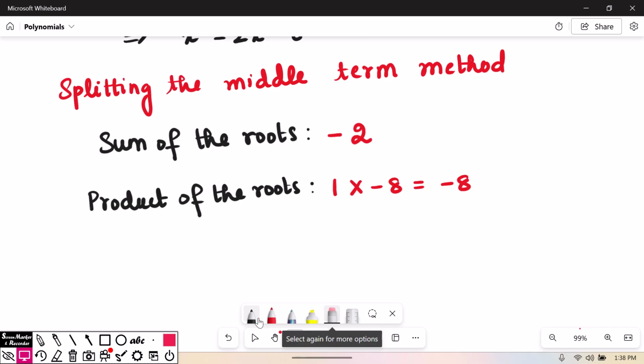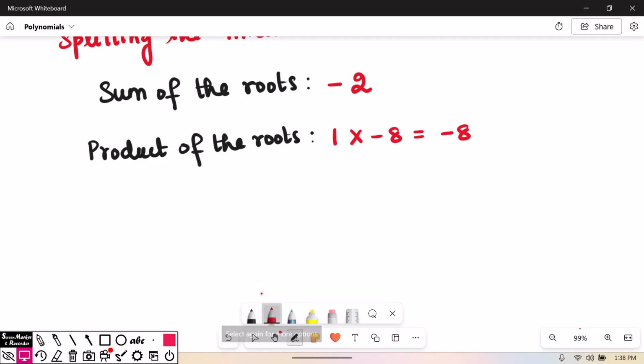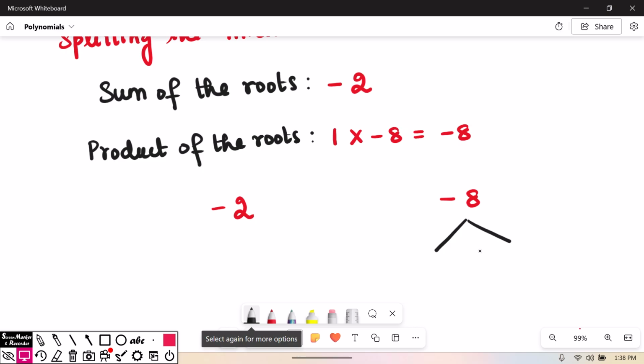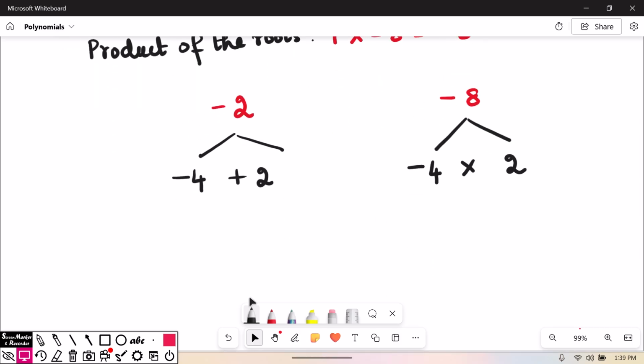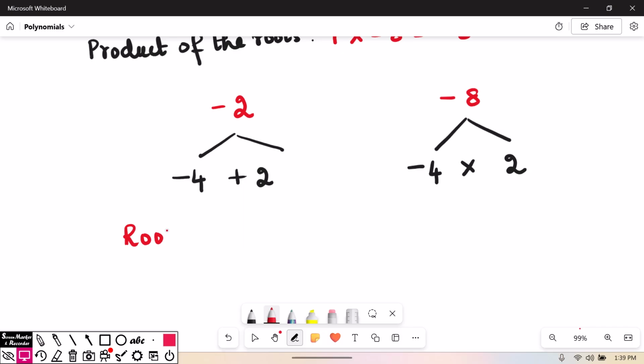So with this, I'm going to find my factors. What are those factors? I got my sum value to be minus 2 and my product value to be minus 8. So I'm going to find two numbers which, when multiplied, give minus 8, and when added, give minus 2. Minus 4 multiplied by 2 gives minus 8. Similarly, minus 4 plus 2 gives minus 2. So the roots of the given equation are minus 4 and 2.